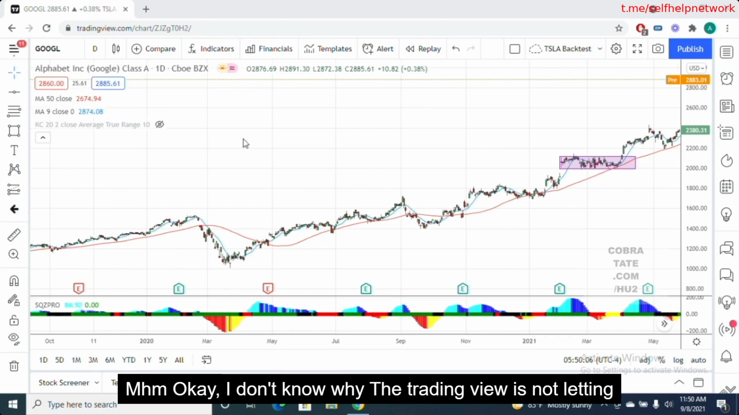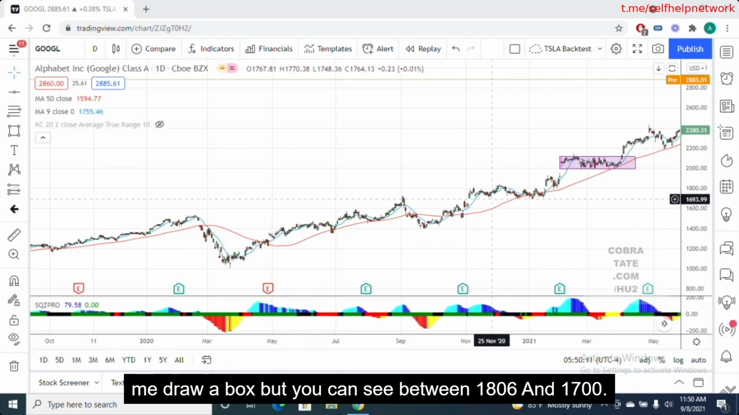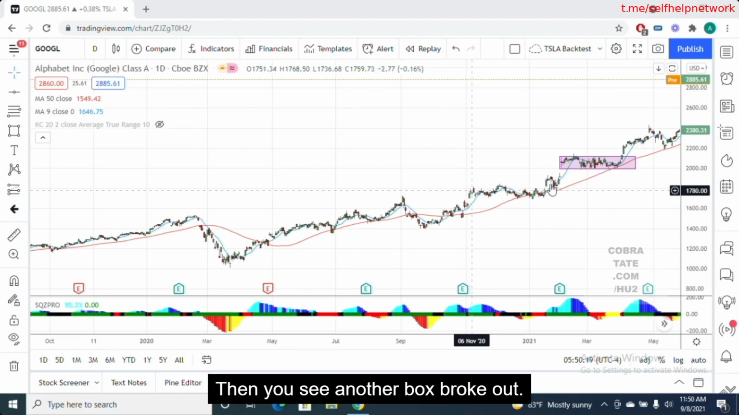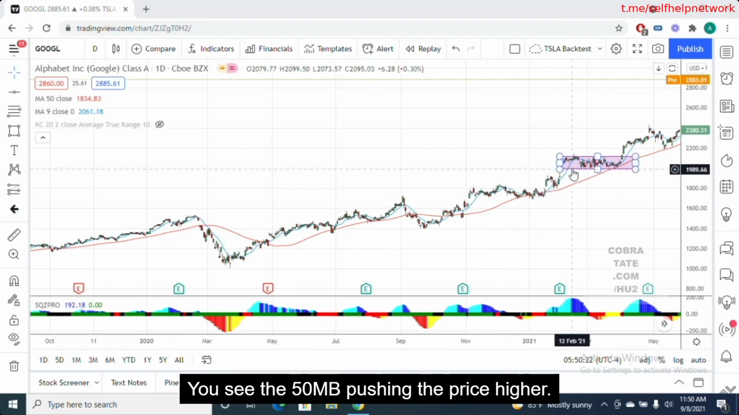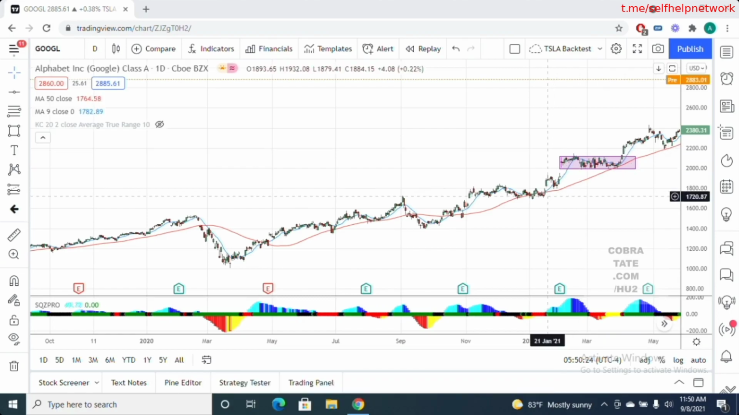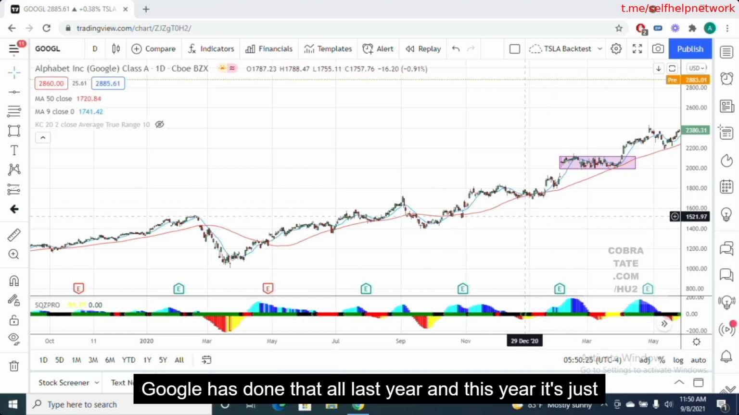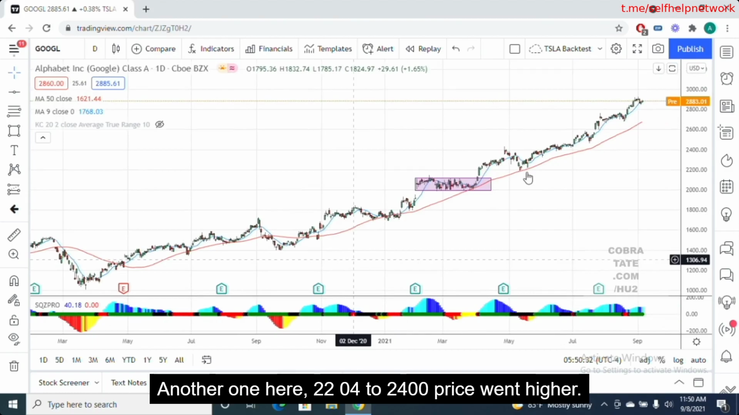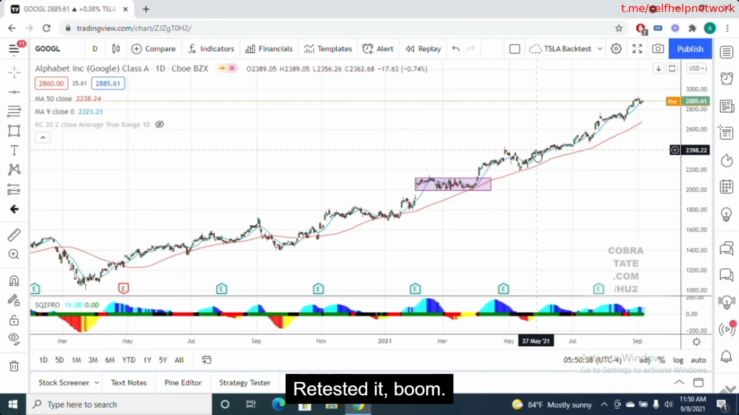Okay, I don't know why TradingView is not letting me draw a box, but you can see between 1806 and 1700, you see a box here. It broke out. Then you see another box, broke out. All of these are 50 MA boxes. You see the 50 MA pushing the price higher? Google has done that all last year and this year. It's just 50 MA box after 50 MA box. Another one here, 2204 to 2400. Price went higher, retested it, boom.